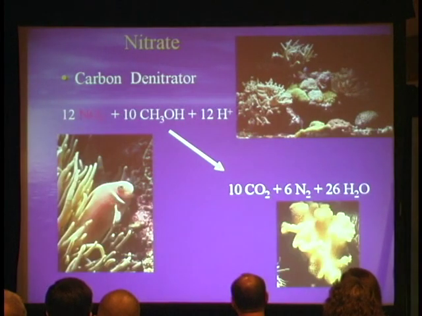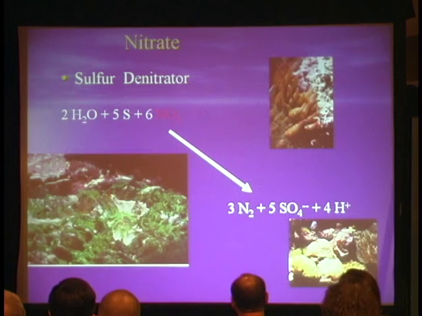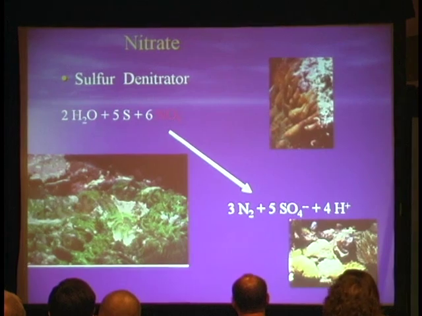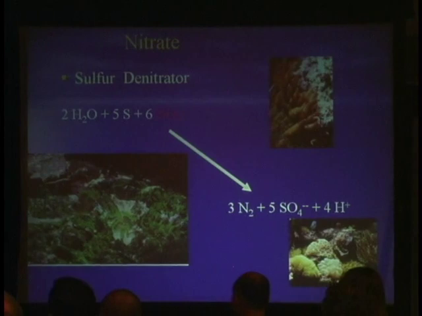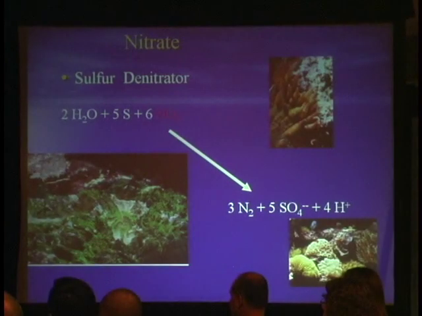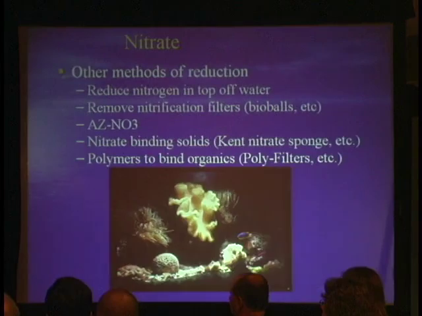The denitrators, the carbon and sulfur ones, are not all that popular, but some people use them. Bacteria take the nitrate, and as they eat organics, they convert it into N2 gas in a carbon denitrator. In a sulfur denitrator, the nitrate is combined with sulfur, so you end up with nitrogen gas and sulfate in solution. A lot of people are afraid of these because they're technologically complex and difficult to control. I've never actually used one, so I can't really comment on them.